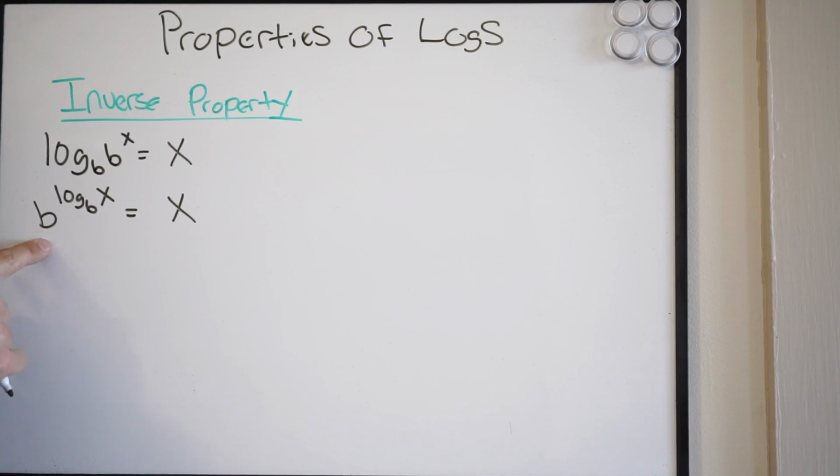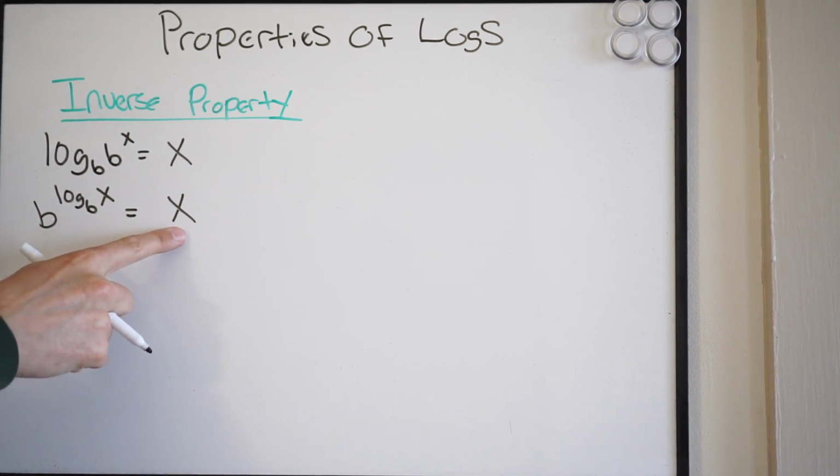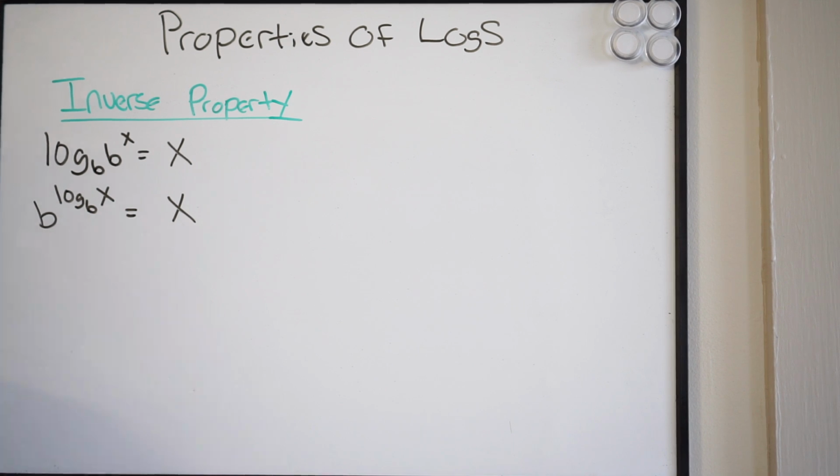Okay, likewise, if you have an exponential with the same base as your log, being raised to a log, well, same deal here, they're going to simply just cancel out or undo each other, and you'll just be left with your x value here. Okay, so that is the inverse property. So let's do some examples here.